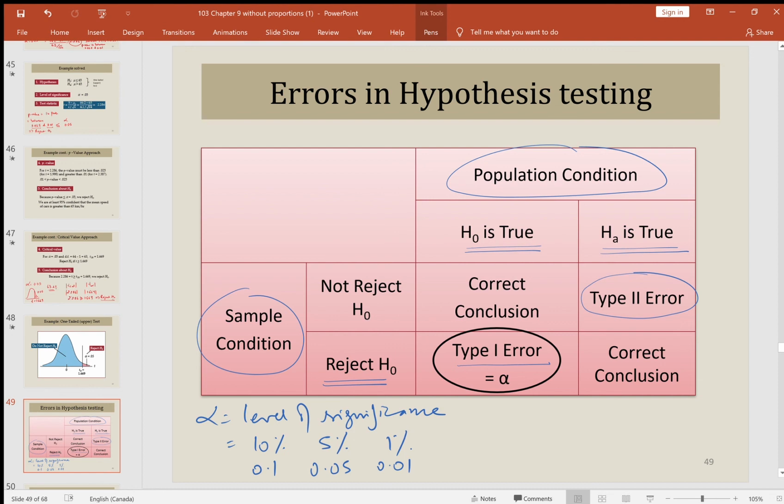Okay, so type 1 error is when you say you reject the null, but actually you should not have rejected the null. And type 2 error is when you don't reject the null, but actually you should have rejected the null, right? So you see how there's always a trade-off between the two. So what should we do?